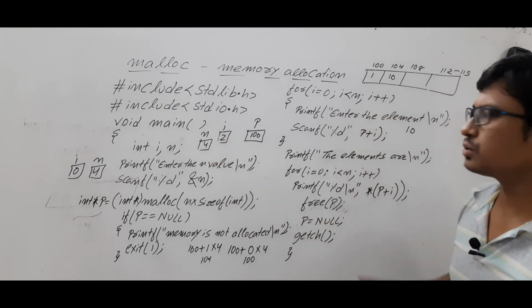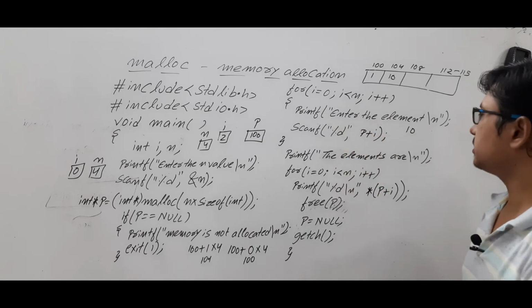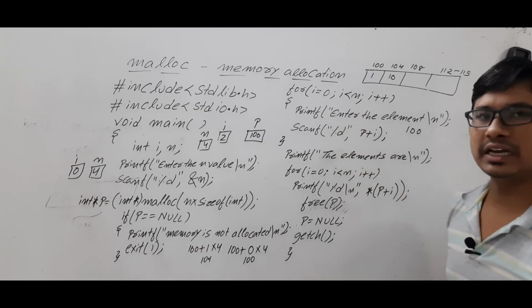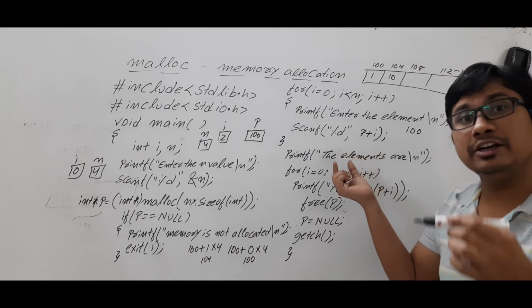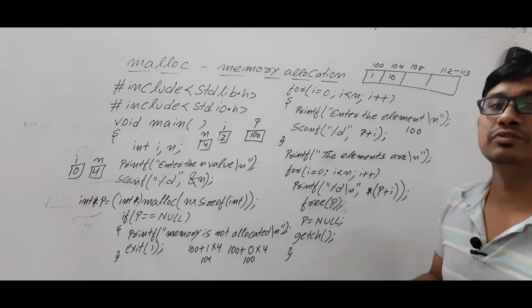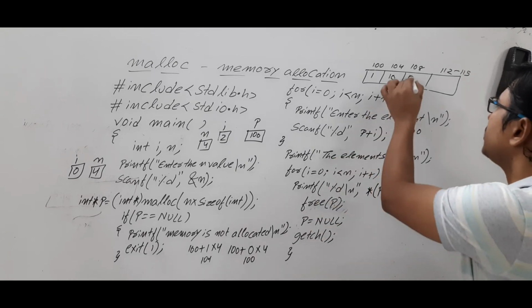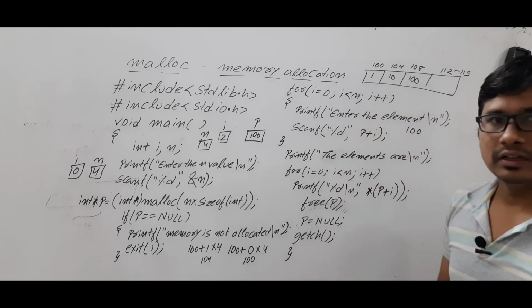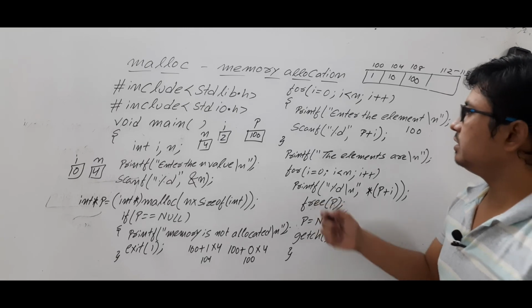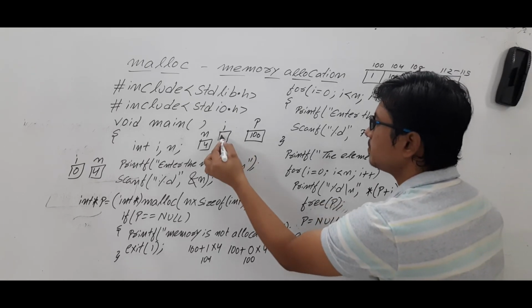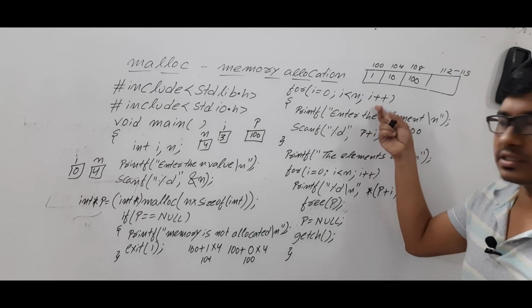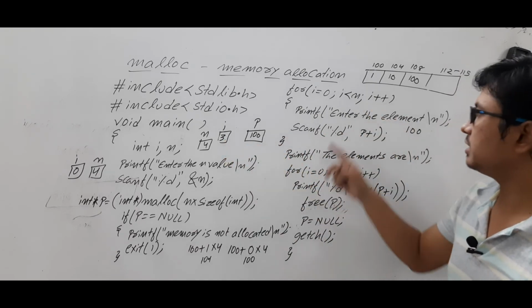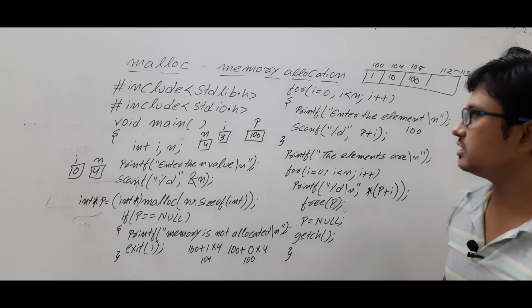Again the condition is true. Again you are asking the user to enter the element. Now let's take that this time he is entering the element as 100. Then it will be stored in 100 plus 2 into 4, which will be 108. In the 108 memory location, the element 100 will be stored. Then the I value will become 3. I plus plus, because after executing the statements it will go to the update section, so the I value will become 3. 3 is less than 4, so again the condition is true.